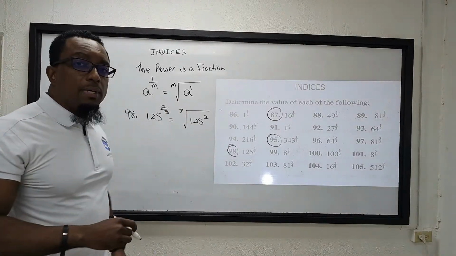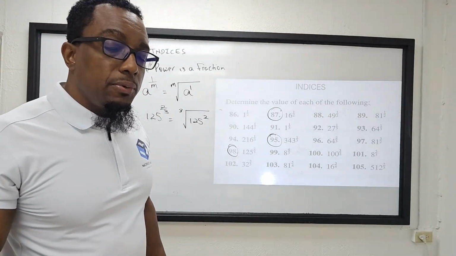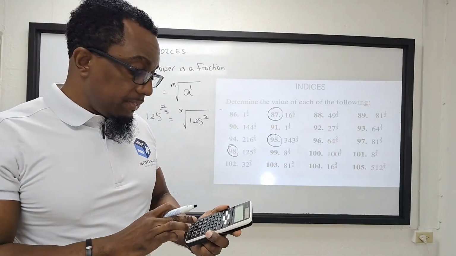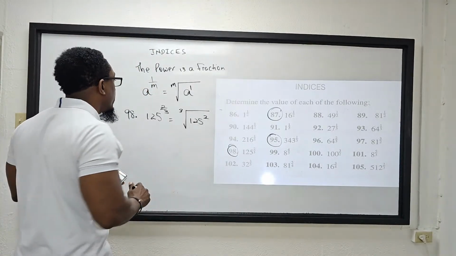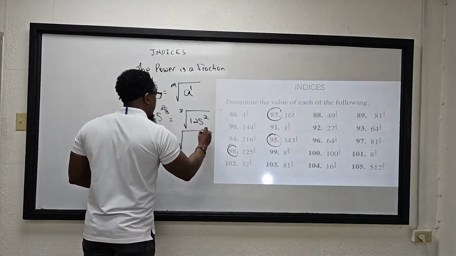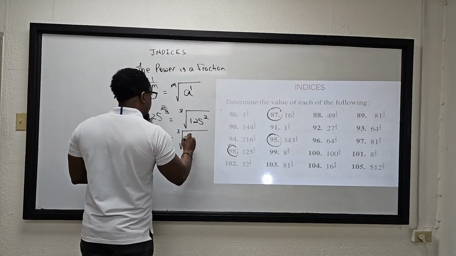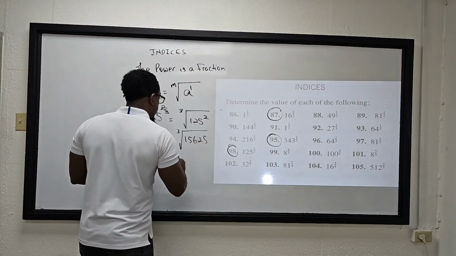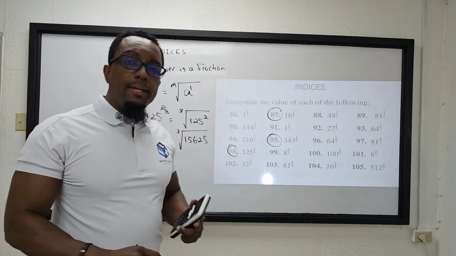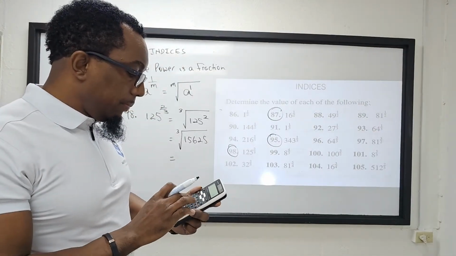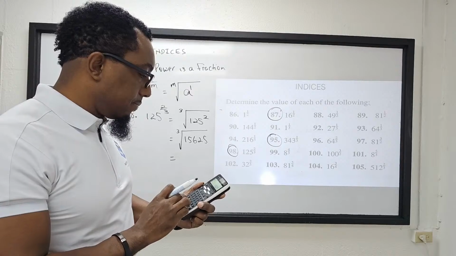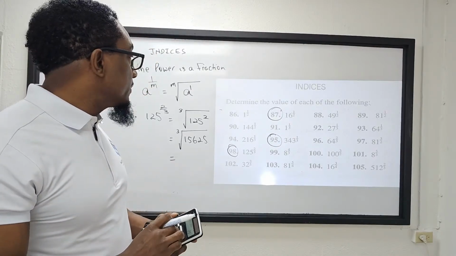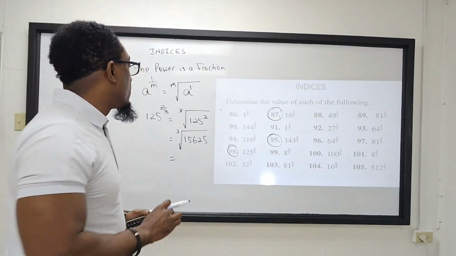So it's the cube root of 125 squared. So all you have to do now is work out 125 times itself, which will give you the cube root of 15625. So you go to your calculator and you work out what is the cube root of that. And we're going to get here 25.